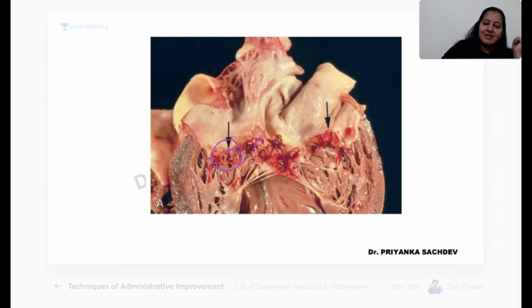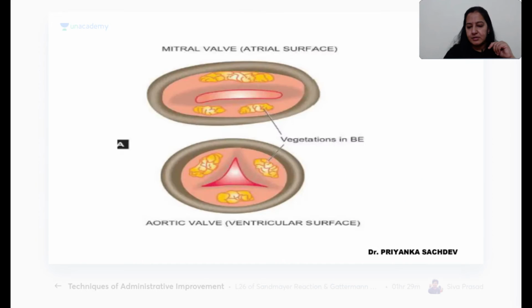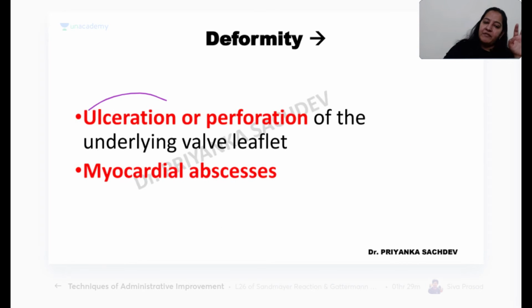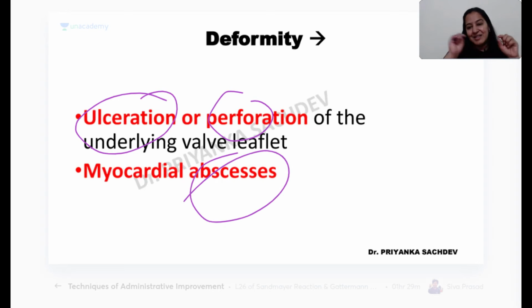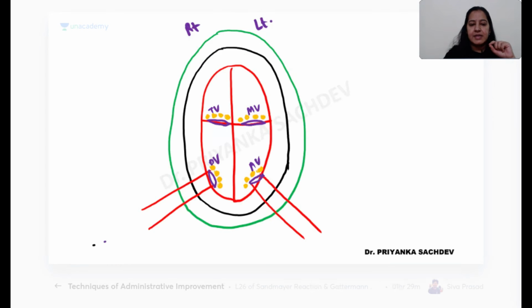So you can see the vegetations here. These are the vegetations, small nodules. And deformity, yes, deformity is there. So what deformity? If bacterial vegetations are formed over these valves, so valves will get ulcerated or perforated, and there will be abscess. There will be abscess in the valve. You know what is abscess? Pus will be filled. Just a second.